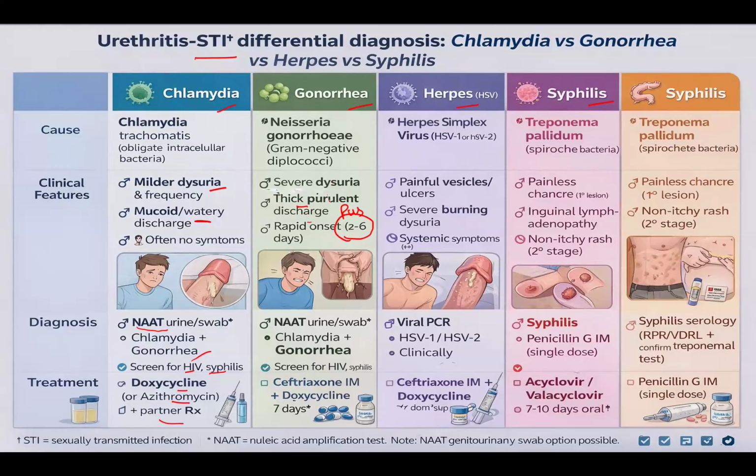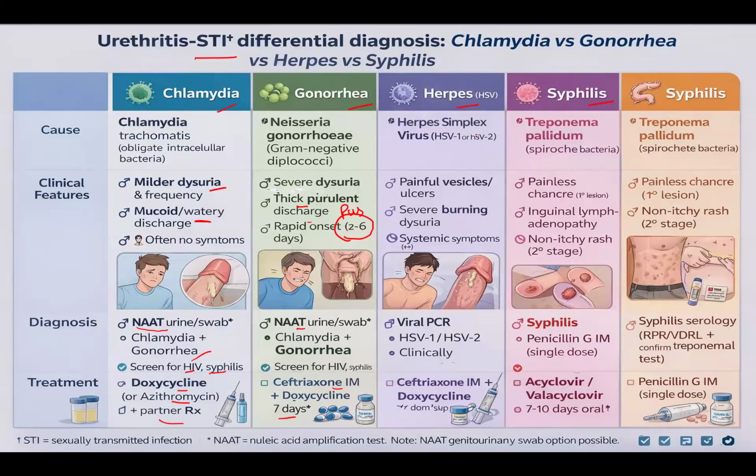Here also the same test we are going to do, that is NAT for the urine or the swab culture. Chlamydia, gonorrhea, again we have to check for HIV and syphilis. The drug of choice here will be ceftriaxone intramuscular and doxycycline for 7 days. In gonorrhea as well, we have to treat the partner, not only the single infected person.